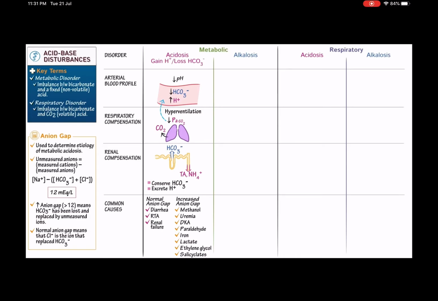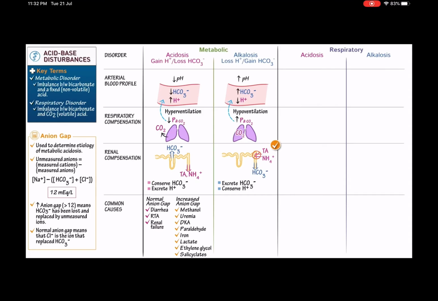Now let's see how metabolic alkalosis differs from acidosis. First, write that it's caused by a loss of hydrogen ions and/or a gain in bicarbonate, which raises pH. Consequently, the arterial blood profile shows elevated bicarbonate concentration and decreased hydrogen concentration. In response to elevated pH, hypoventilation retains carbon dioxide, which increases its arterial partial pressure. Indicate that this is reflected in the arterial blood profile. The nephrons increase bicarbonate excretion, and by reducing secretion of titratable acids and ammonium, conserve hydrogen ions.